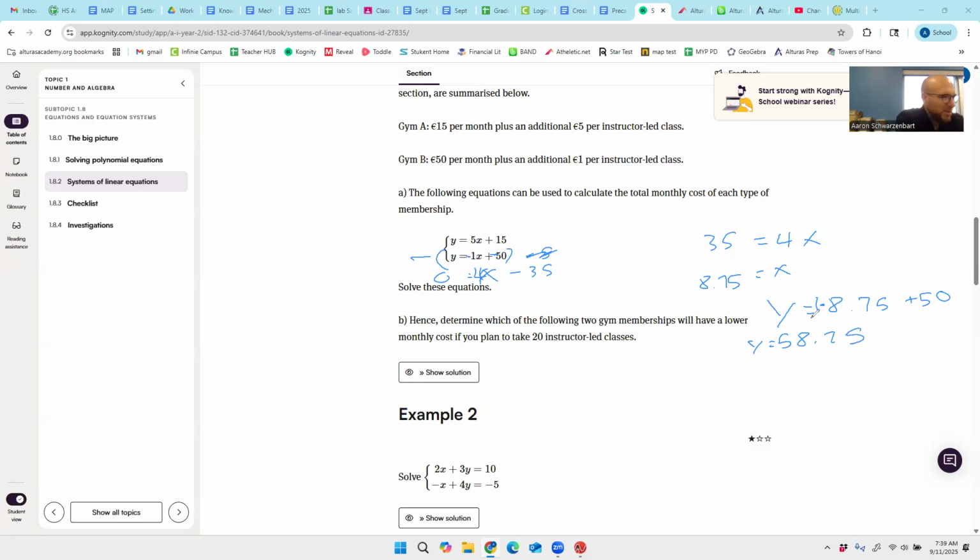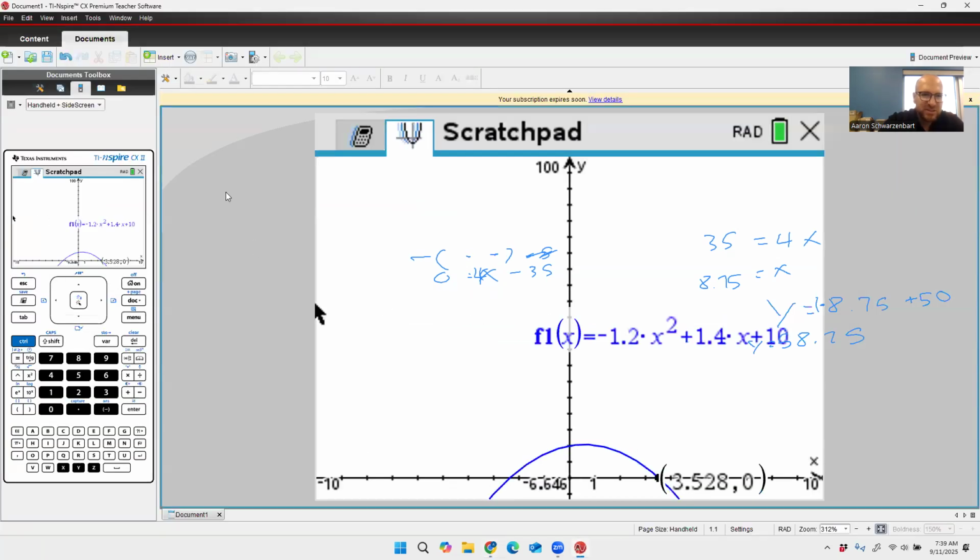I'm going to show you how to do matrices with the second one. And then on the graphing calculator, so I've got 2x plus 3y equals 10 and -x plus 4y equals 5. So I'm going to go to the calculator. And I have a little cheat computer next to me showing me which ones these are.